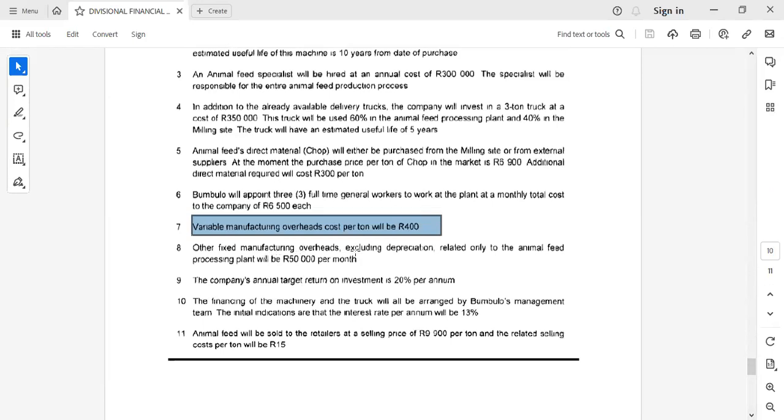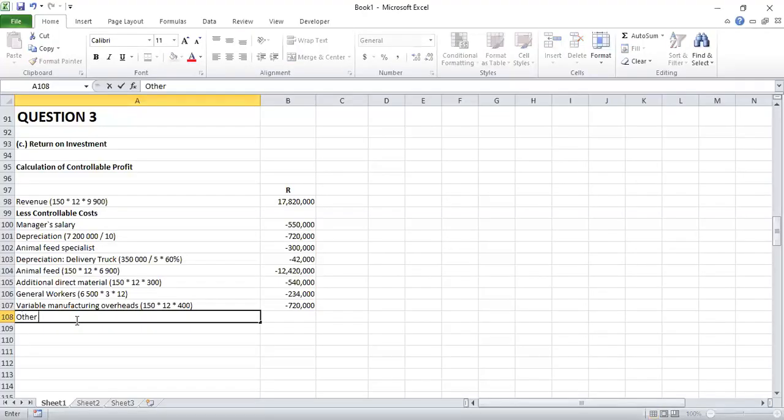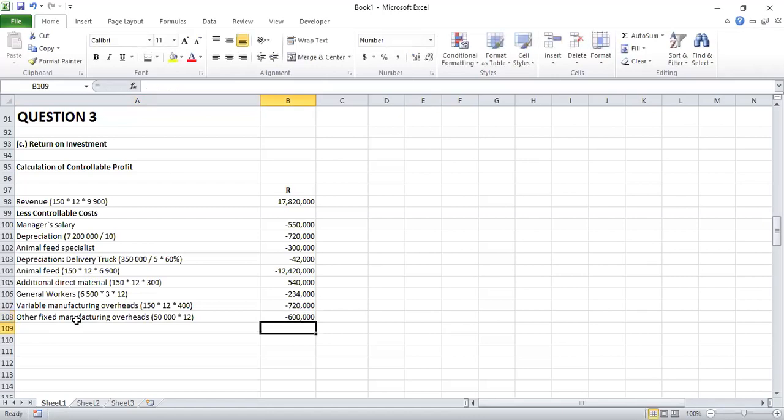The fixed manufacturing overheads, excluding depreciation, related only to the animal feed, so it becomes relevant, will be 50,000 per month. Other fixed manufacturing overheads multiplied by 12. That should be $600,000, I think.